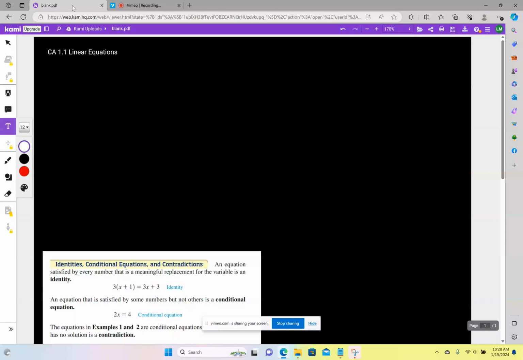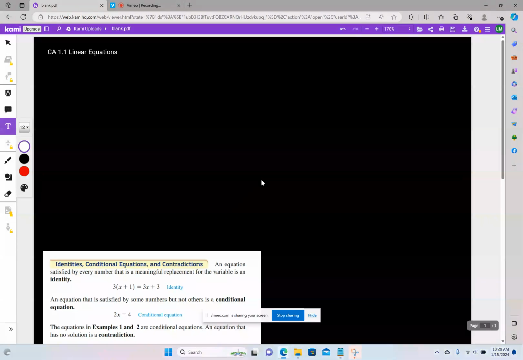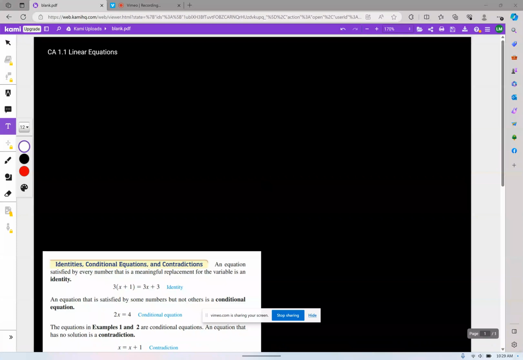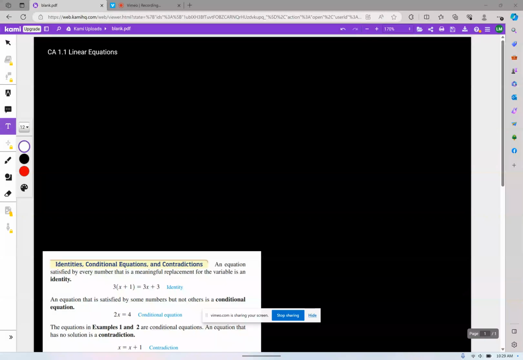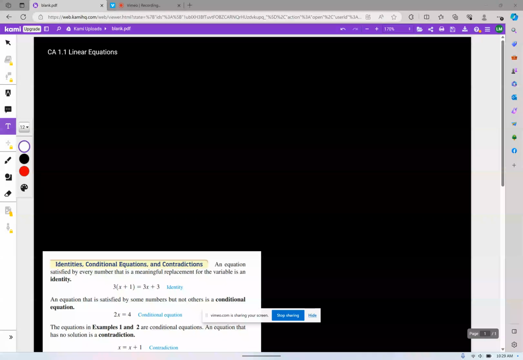Hi guys, we are going to work some problems on solving linear equations. And first of all, we need to take care of some vocab. So a linear equation means we will have variables with exponents of just 1. So we won't see anything like x squared yet.